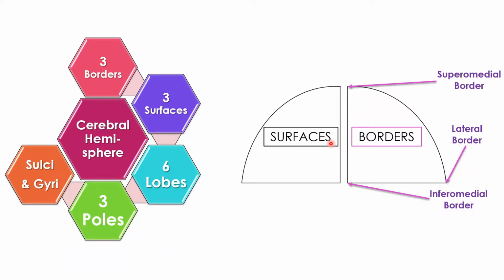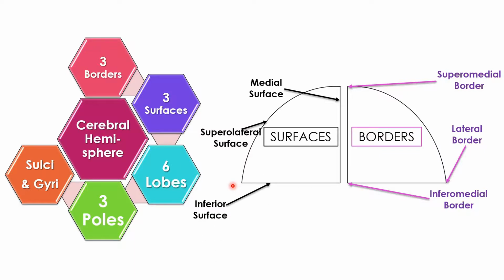Coming to the surfaces. The surface of the cerebral hemisphere between the supromedial border and the inferomedial border is the medial surface. The surface between the supromedial border and the lateral border is the supralateral surface. And the surface between the inferomedial and inferolateral border is the inferior surface. Okay? So it has three borders and three surfaces.